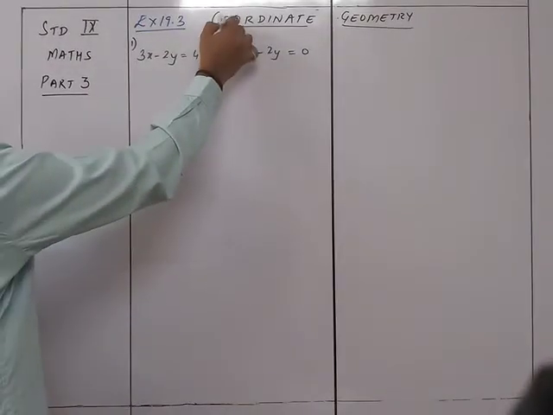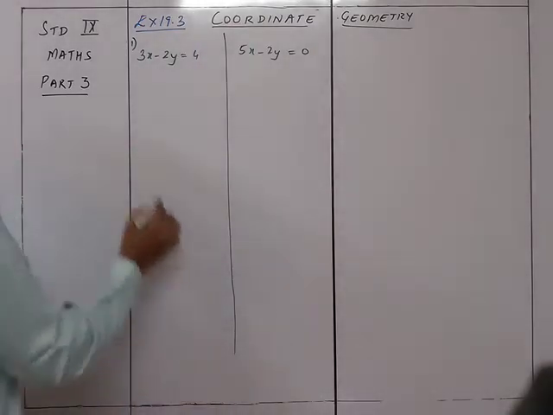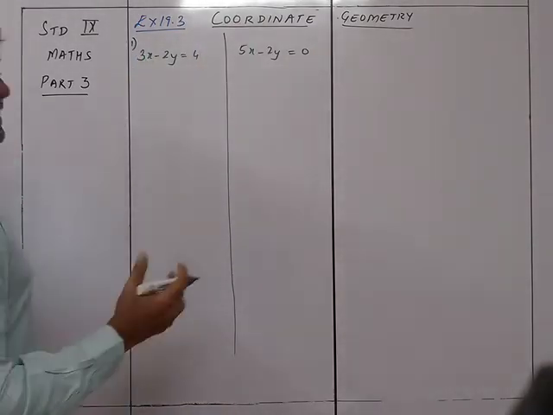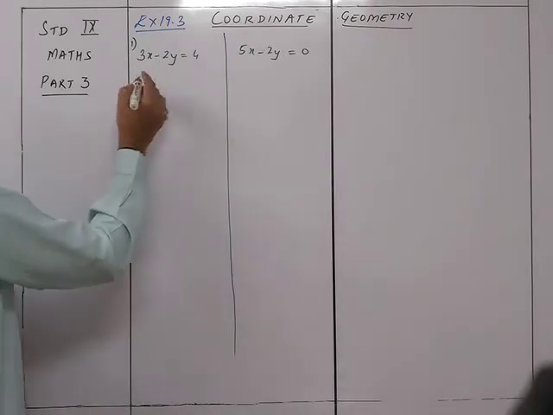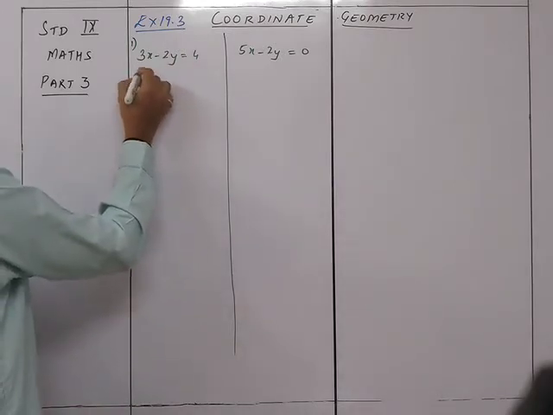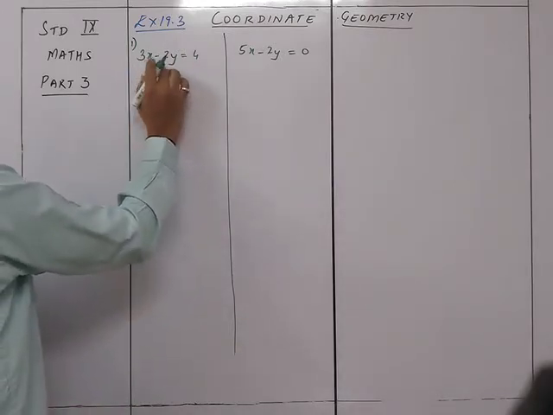So we'll need to make the table for both of them. Let's take y to be the subject. So we'll take 2y on this side.